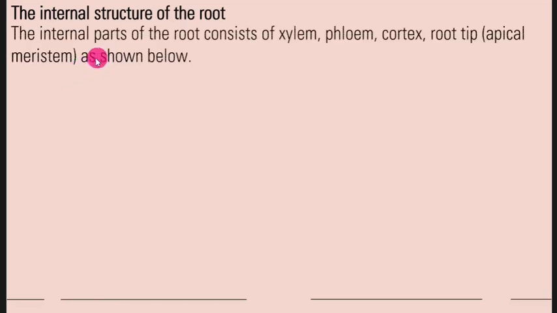So now let's move and look at the internal structure of the root. What we are going to learn here is that the internal parts of the root consist of xylem, phloem, cortex, and root tip or apical meristem, as shown below. What have we learned? That the internal parts of the root consist of 1 xylem, 2 phloem, 3 cortex, 4 root tip, also known as apical meristem, as shown below.